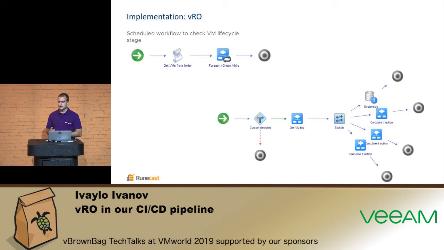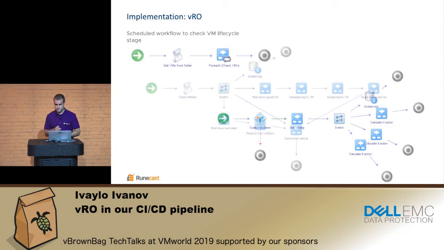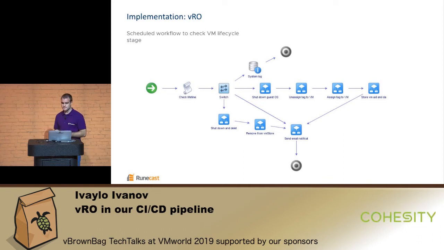So we will check whether or not this virtual machine is managed by vRO in this first decision, which you see on the second workflow. Then we'll get the current VM tag, and then based on it we'll check what is the lifetime of this virtual machine. Is it 24 hours? Is it 48? Is it unlimited? So after that, this switch element would pass the needed parameters to the calculate action workflow, which is right here.